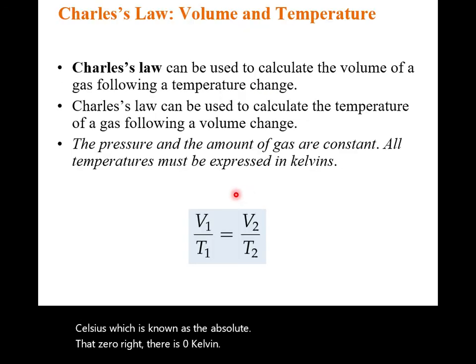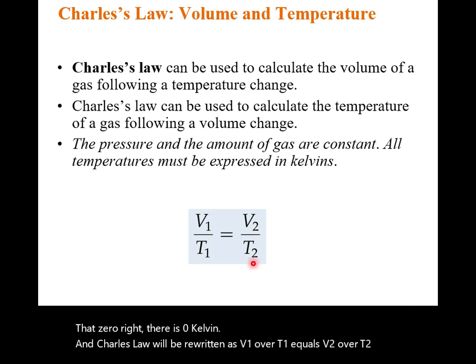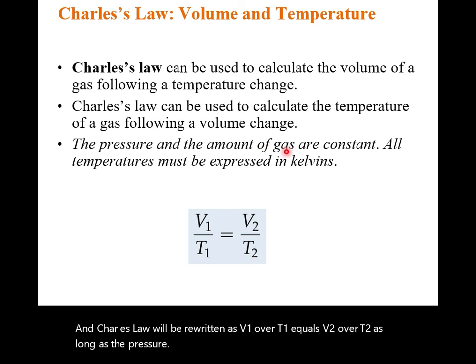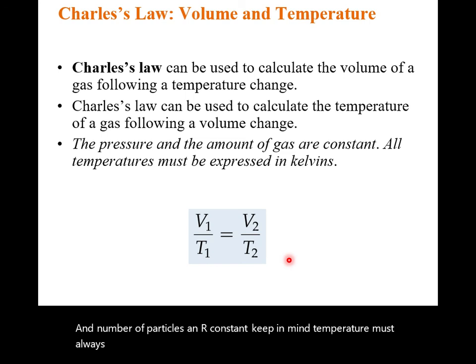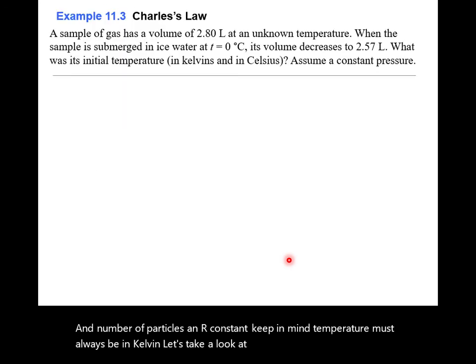And Charles' law will be rewritten as V1 over T1 equals V2 over T2, as long as the pressure and number of particles N are constant. Keep in mind, temperature must always be in Kelvin. Let's take a look at an example.